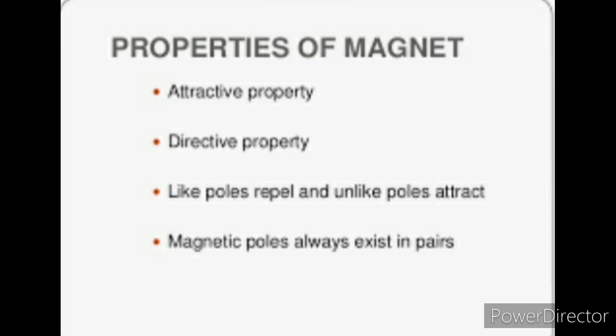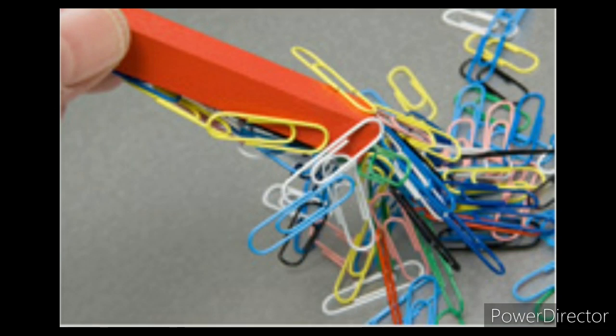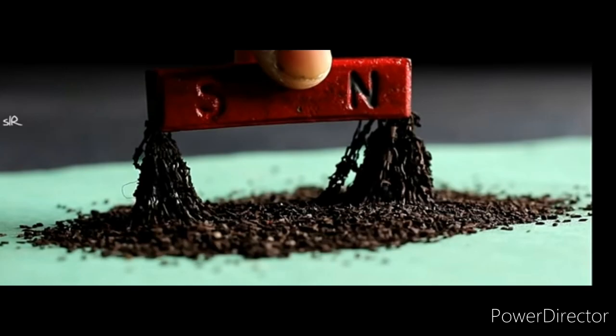So there are four properties. I will teach you one by one. The first property of a magnet is that a magnet attracts iron and other magnetic substances. We will perform one activity. When we bring a magnet close to iron filings, we observe that they get attracted towards the magnet.